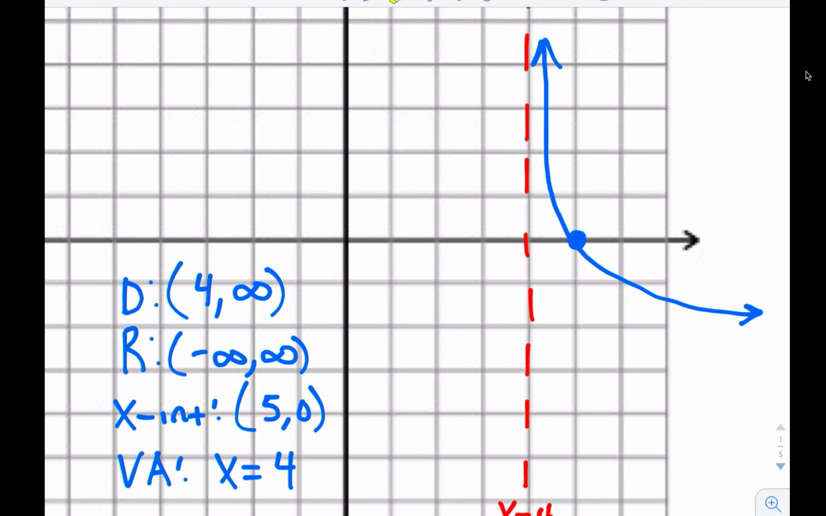So again, you guys want to make sure that when you're writing the asymptote, you're writing it as an equation. So x equals 4 is the proper way to do that. You don't want to just write vertical asymptote at 4. That's not very specific. So if you write it as an equation, that's a much better, more specific location of where your asymptote's at.